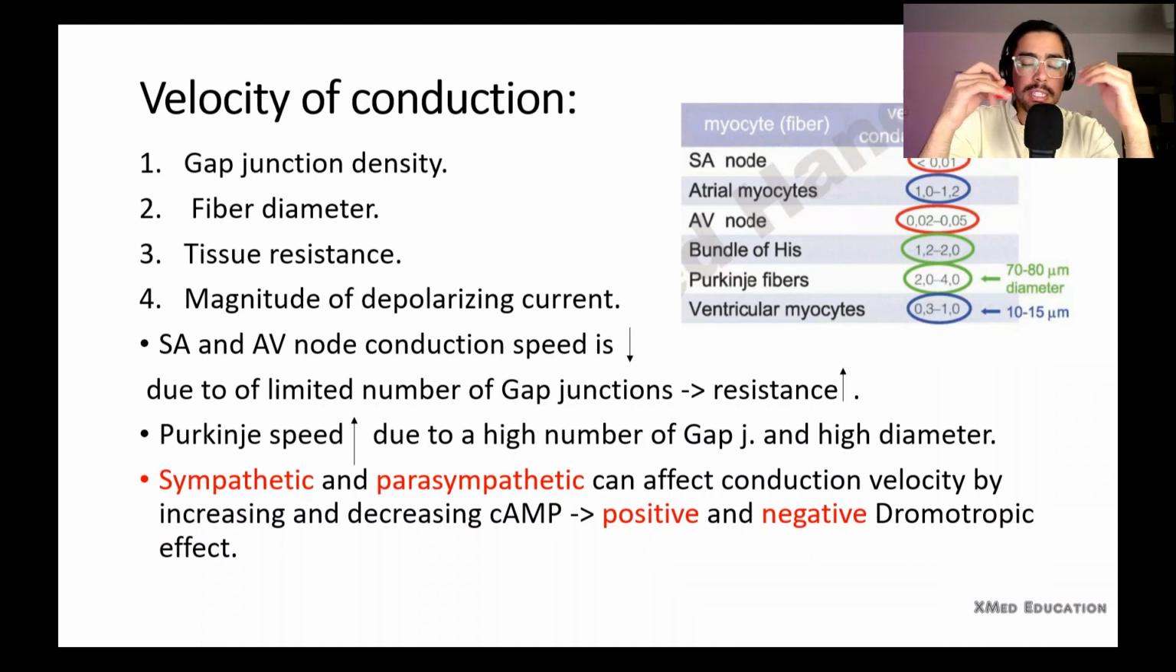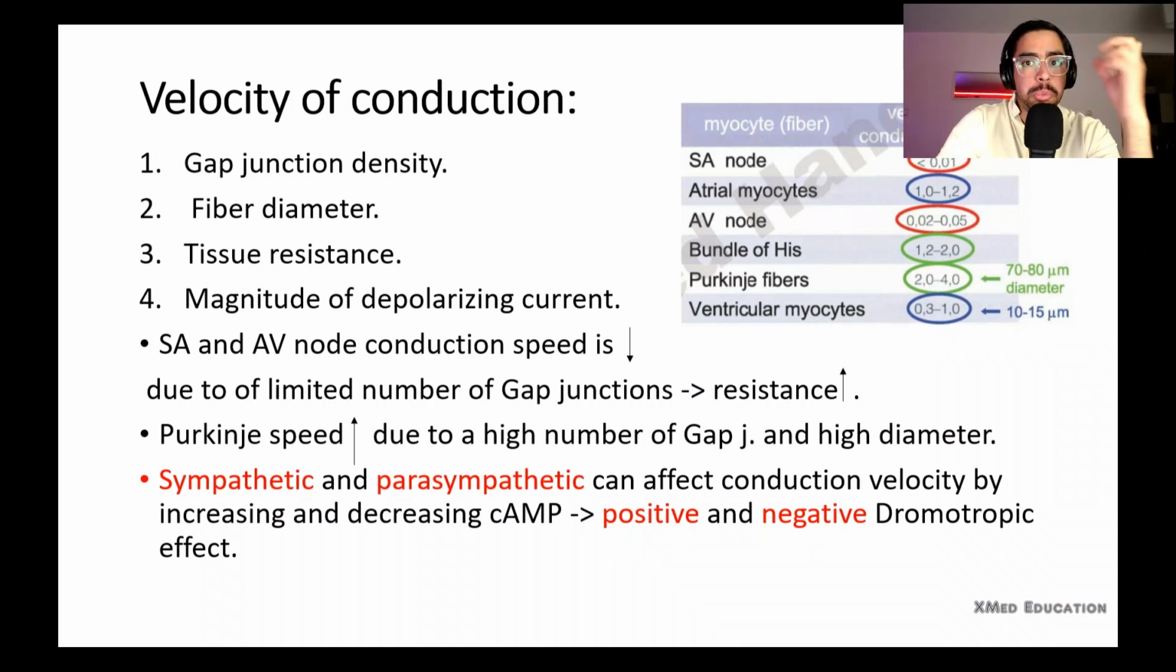And parasympathetic, they affect the M2 receptors, and by acetylcholine they decrease the cAMP by activating Gi coupled. And this velocity control, like the system that we talked about, the velocity of conduction, means positive and negative dromotropic effect. Please don't mix it up with the chronotropic effect that relates to the heart rate, and they relate it to the SA node conduction.